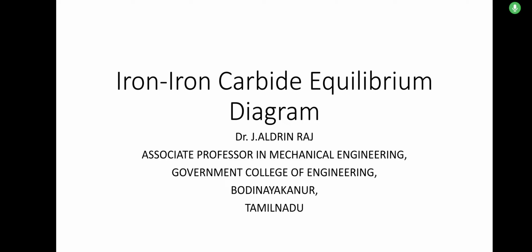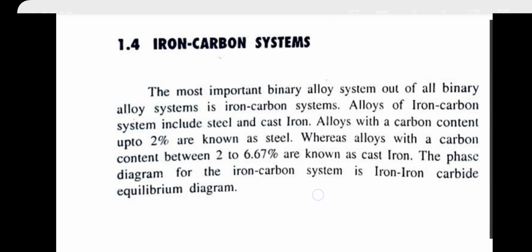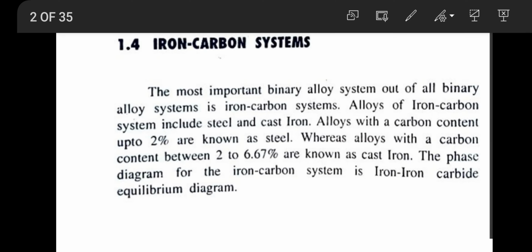Good morning everyone. In this lecture I am going to explain about the iron carbide equilibrium diagram. The iron carbon system is a binary alloy system consisting of iron and carbon. The main constituents of steel or cast iron are iron and carbon. Steel contains less than 2% carbon, and cast iron contains between 2 to 6.67% carbon.